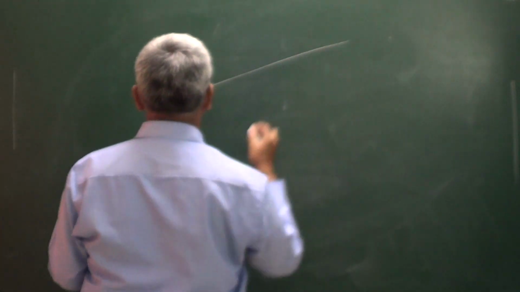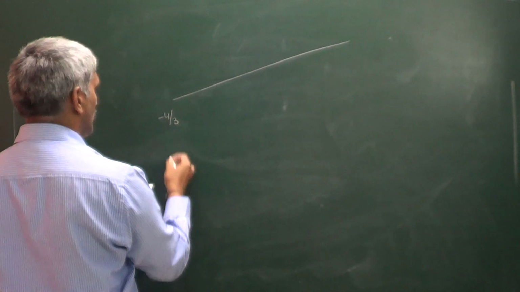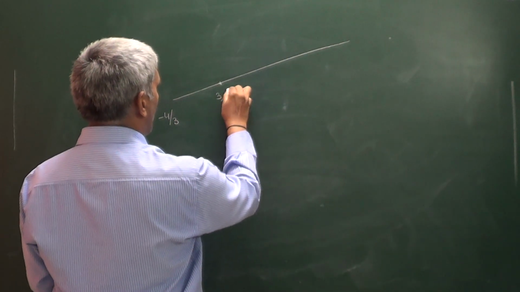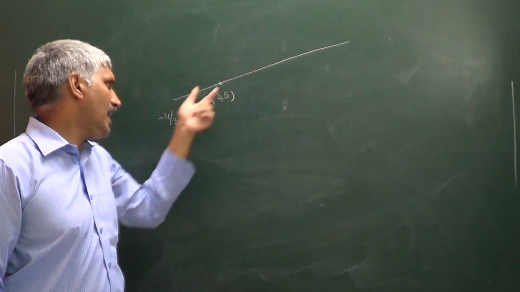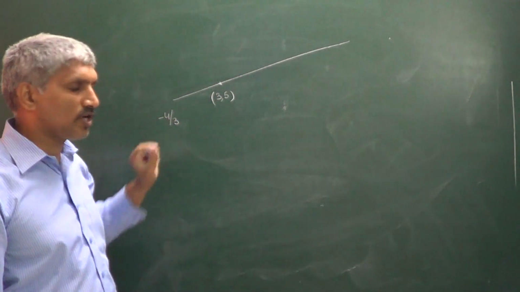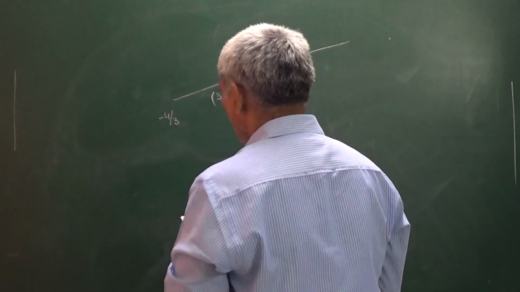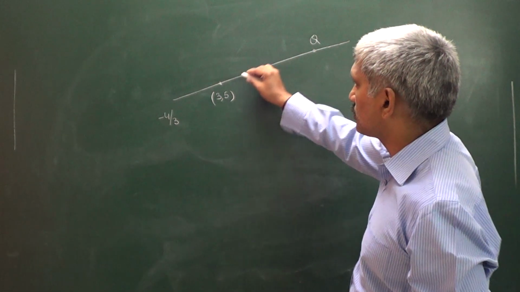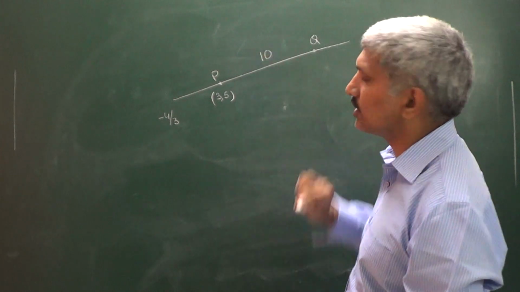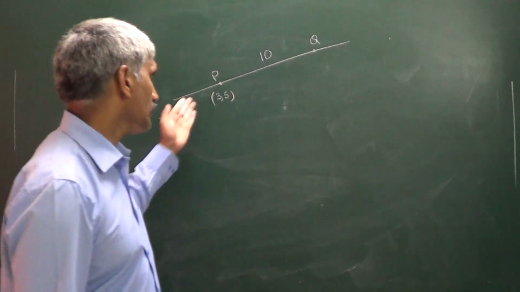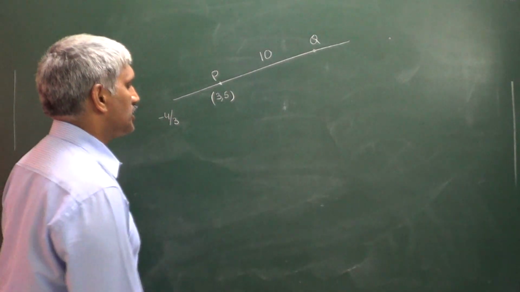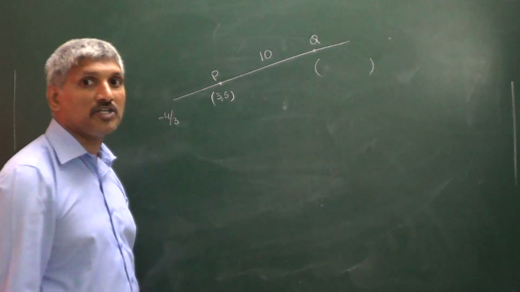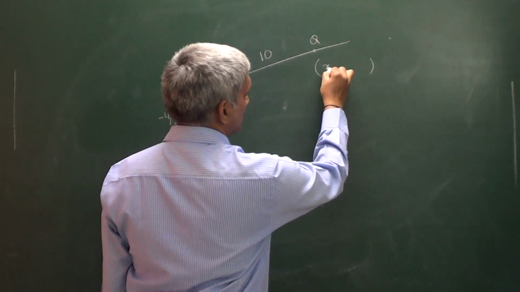So based on the distance form of a line, I just want to discuss one question. The question is given in this way: a straight line having slope minus 4 by 3 passing through the point P (3, 5), and Q be a point on the same line such that the PQ distance is given as 10. Then he is asking to find the coordinates of the point Q. Let us say these coordinates are x comma y.